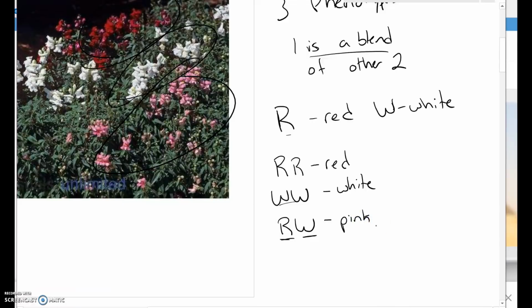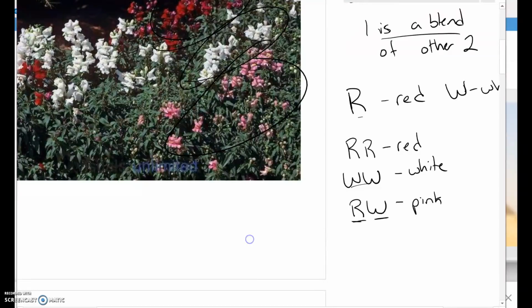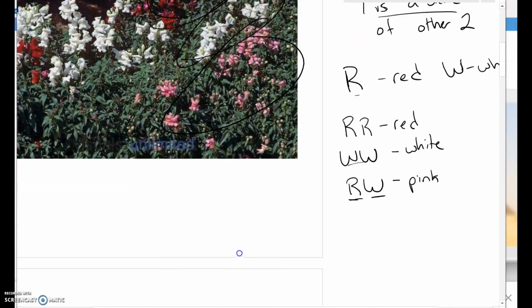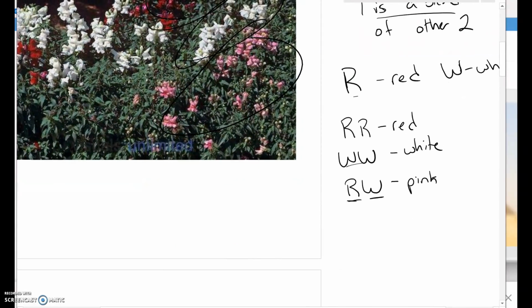So in solving these problems, it works exactly the same as our Mendelian inheritance pattern. We can look at Punnett squares, and we can know something about the parents and the offspring. But the only difference now is if we have a heterozygous individual, it doesn't take on just one of the other two phenotypes. It represents a blend of the two phenotypes.